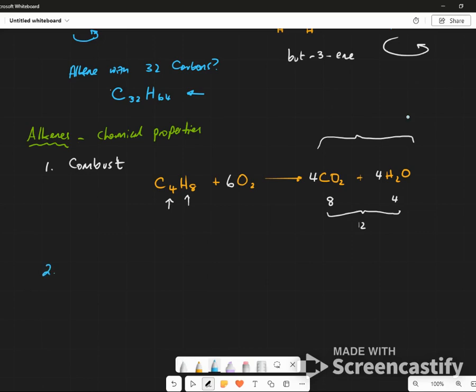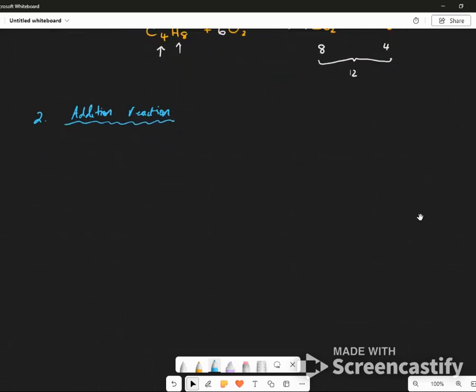Number 2, they take part in what we call addition reactions. Now, what's an addition reaction? An addition reaction is very, very simple. If you have two things, A plus B, they come together to give one product. So that's all an addition reaction is. Two reactants give one product.